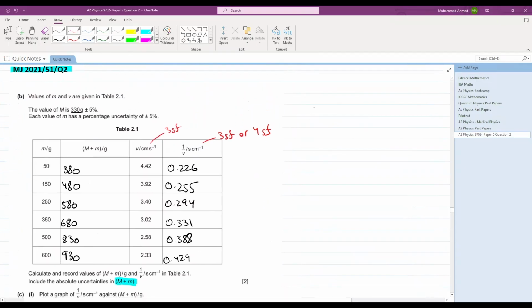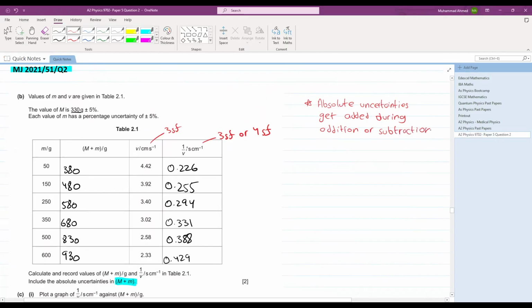So always remember this thing. Absolute uncertainties. Remember this key point. You can write it in your notes as well. Absolute uncertainties get added up during addition or subtraction. Now this is a very simple rule, but let's investigate.